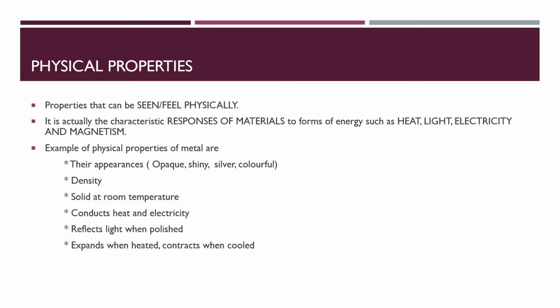The examples of physical properties of metal are based on their appearances, either opaque, shiny, silver, or colorful, density, solid at room temperature, they can conduct heat and electricity, they will reflect light when polished, and they will expand when heated or contract when cooled.